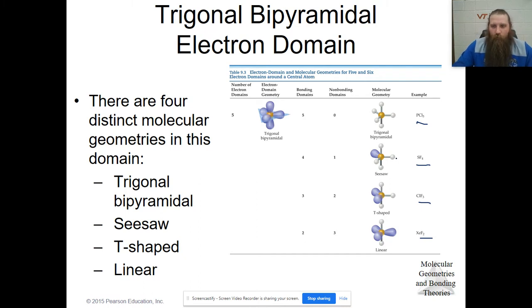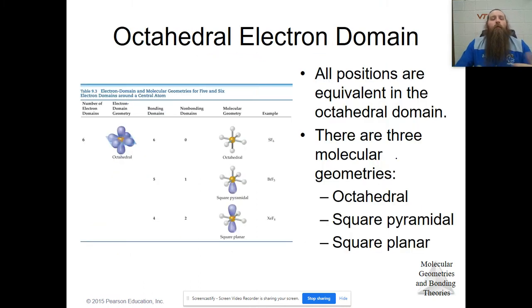So keep those in mind. Now, the last domain we're going to look at is the octahedral electron domain. It has 6 potential bonding domains. There are 3 geometries here. If you have all 6 bonding domains occupied, then we are octahedral. So we have 4 equatorial and 2 axial. So 1, 2 axial, we have 1, 2, 3, 4 equatorial.